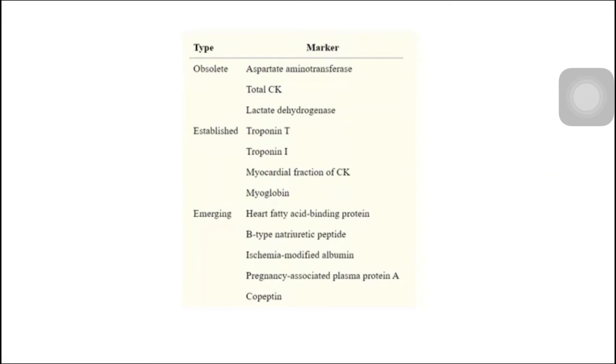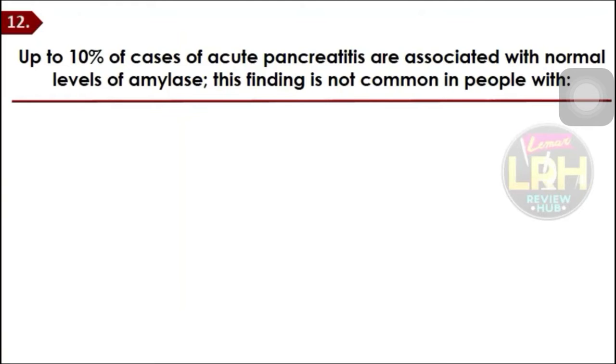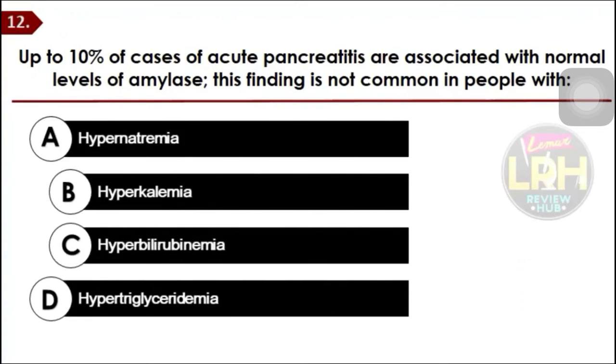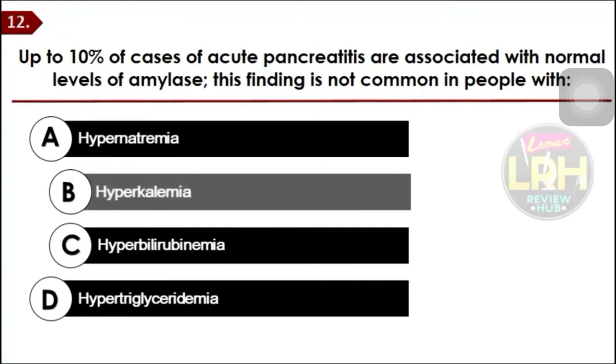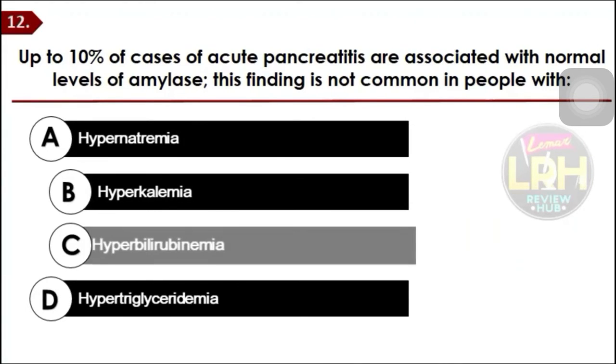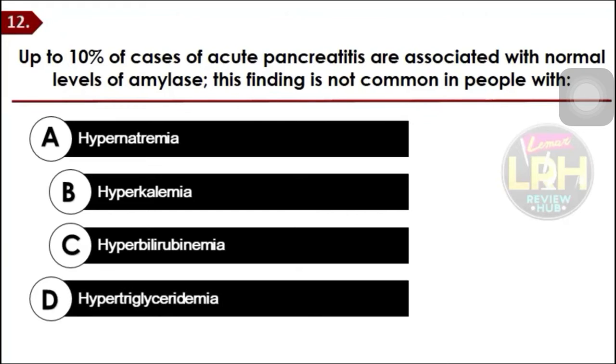For number 12, up to 10% of cases po of acute pancreatitis are associated with normal levels of amylase. This finding is not common in people with, is letter A, hypernatremia, letter B, hyperkalemia, letter C, hyperbilirubinemia, or letter D, hypertriglyceridemia po. The correct answer po is letter D, hypertriglyceridemia po.